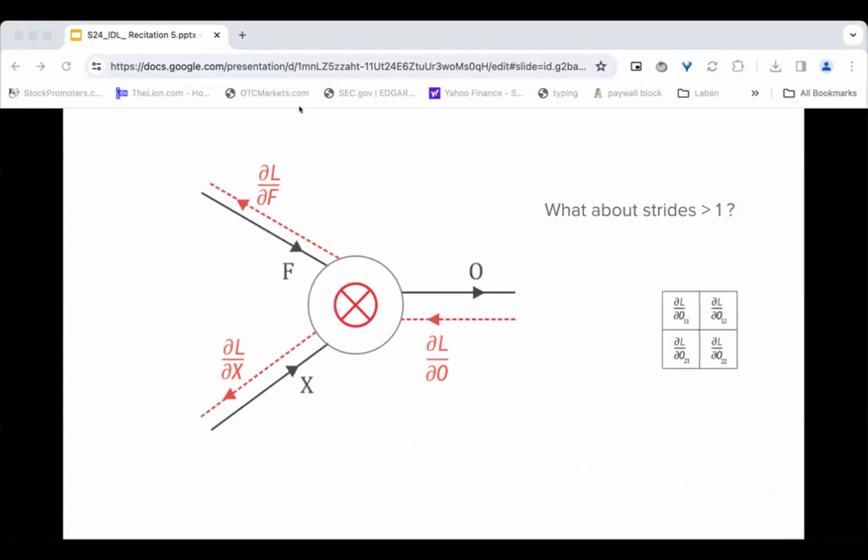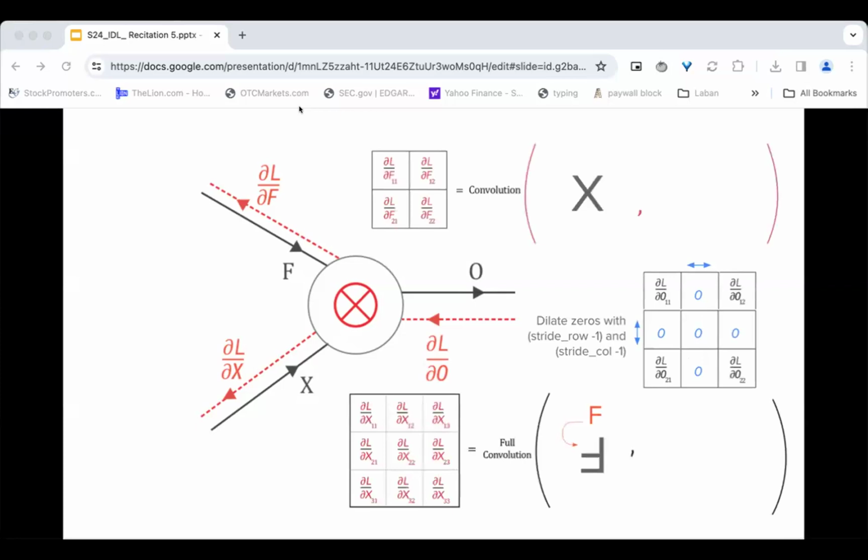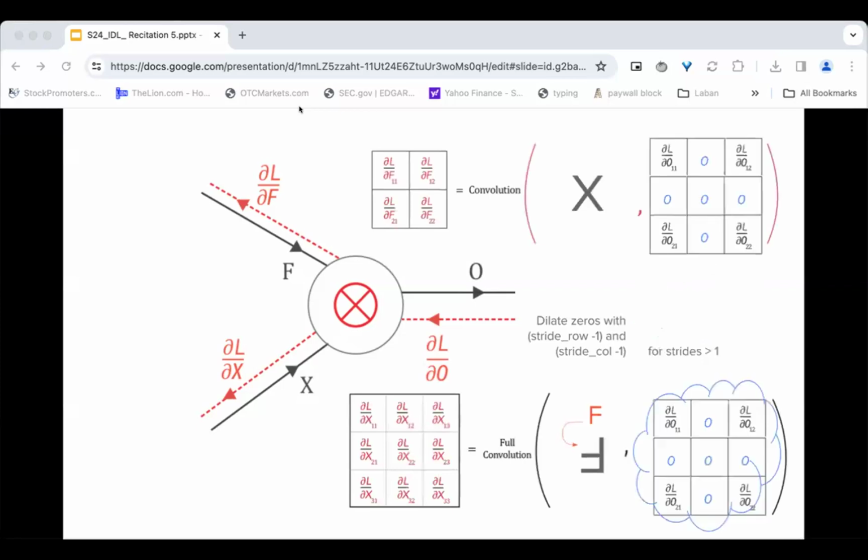So now what about when we have strides that are greater than 1? The solution's easy. For this, we just dilate the output matrix by the stride -1, and as we see here with the zeros. And then returning back to the convolutions to solve for DLDF and DLDX, we can just replace the original output map with the dilated version. And that's how you do backprop for CNNs.